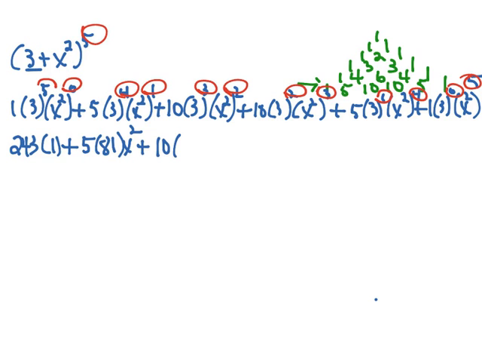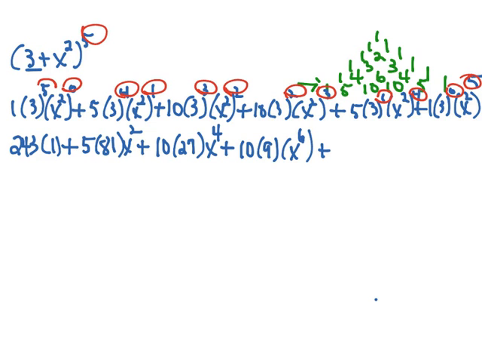Plus 10 times 3 cubed, which is 27, and (x²)² is going to be x to the fourth power. Plus 10 times 3 squared, which is 9, and (x²)³, a power to a power you multiply, is going to be x to the sixth.